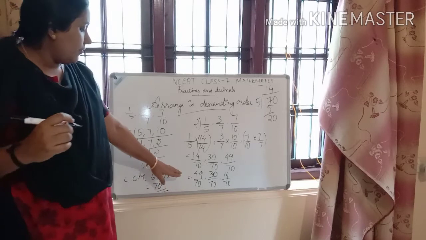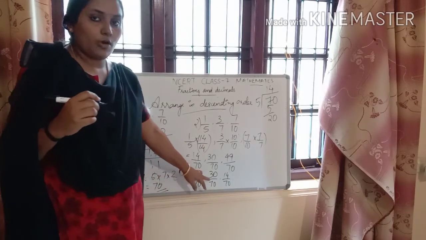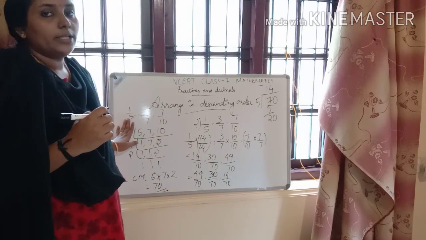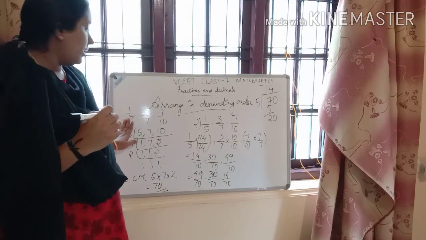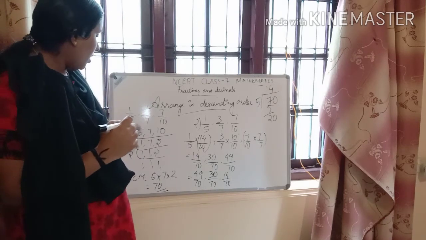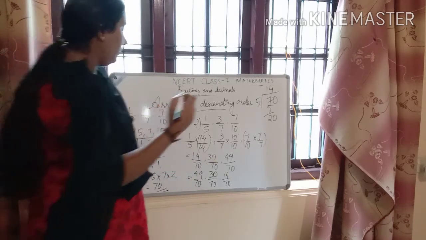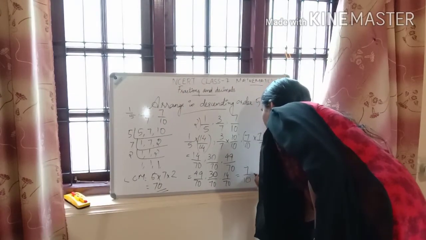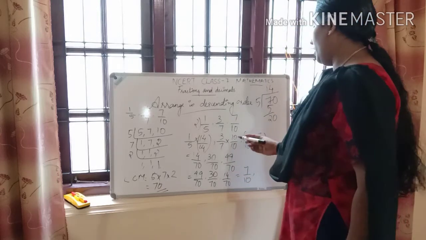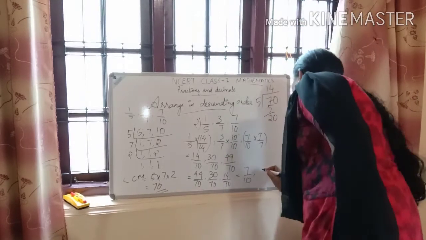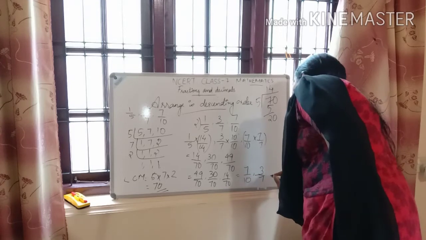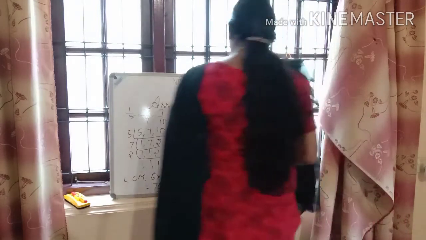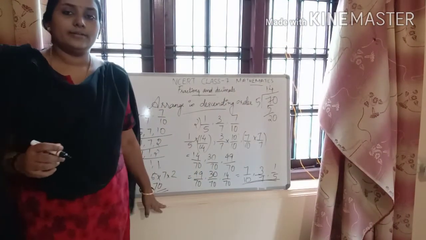All clear? We need not write in this form. We should write the descending order of what they have given in the question. So 49 by 70, that is the third term. That means 7 by 10, then 30 by 70. 30 by 70 means the middle one. That means 3 by 7 and 1 by 5. This is the answer. Now clear?